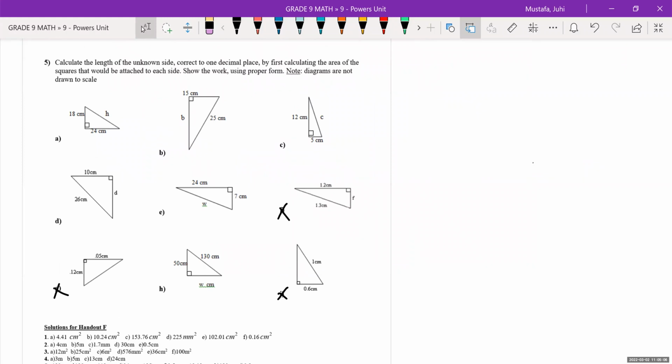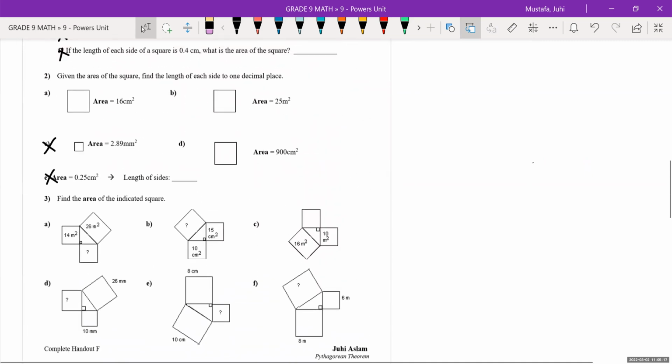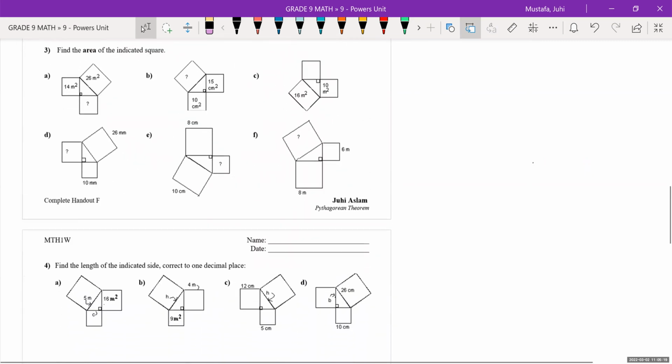So anywhere where you see a decimal, you don't have to do those questions. If you wanted an extra challenge, you definitely could. By the way, some of these are asking you to use the box method, so the square method. So question number 5 is asking you to use the square method. If it's not asking you, you could use the formula. It's completely up to you.